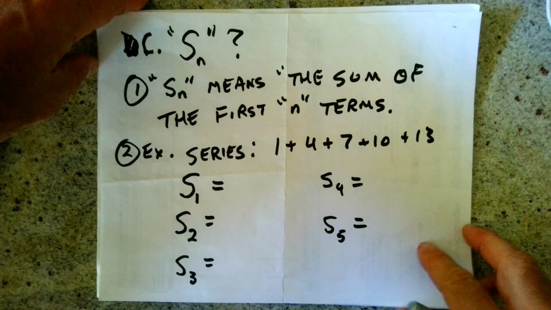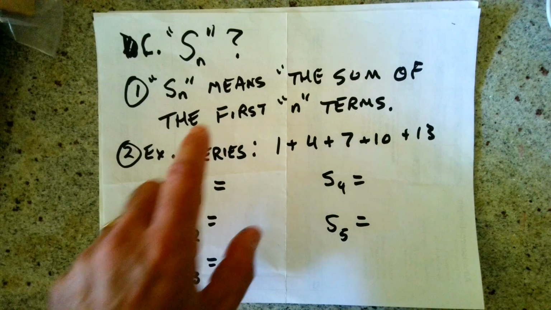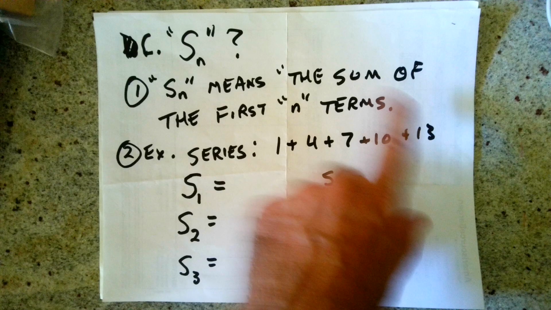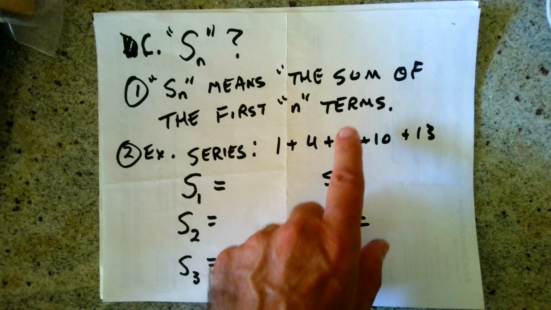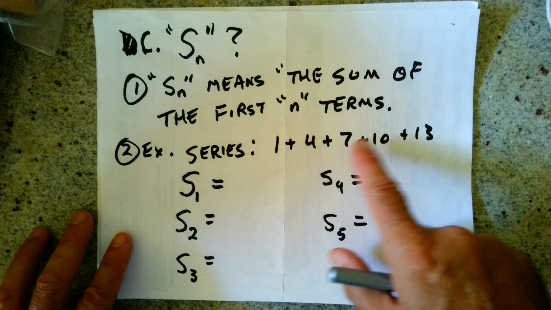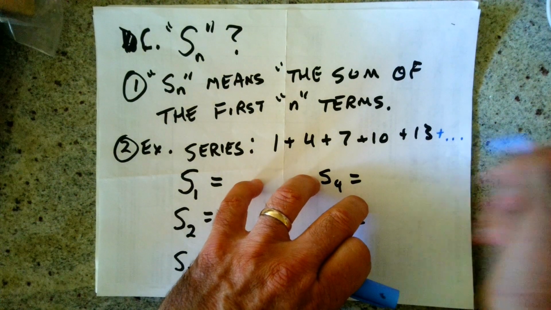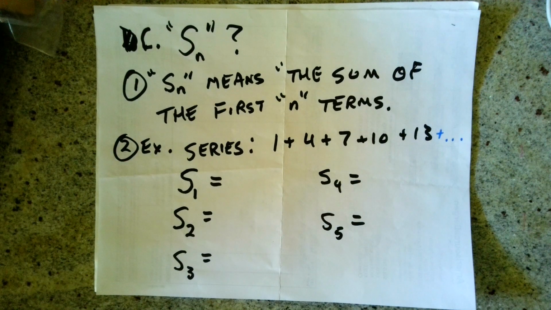Okay. This symbol was in the original problem, a capital S with a little subscript n. What does that mean? It means the sum of the first n terms. So let's do an example to explain that. Here's the series we had before. And I could even write plus ... to get you to start thinking that the series can have as many terms as we want.